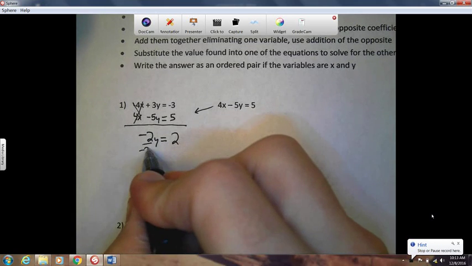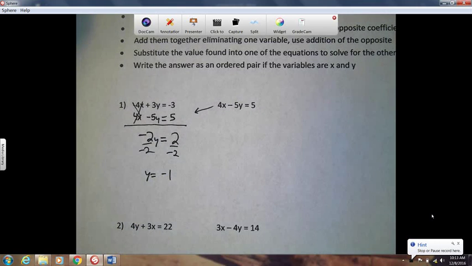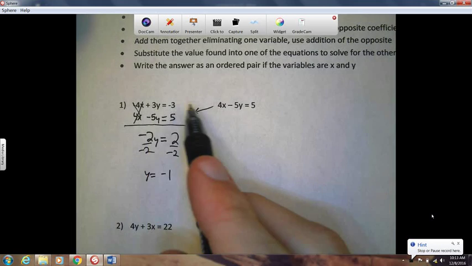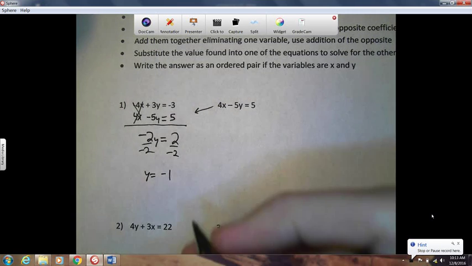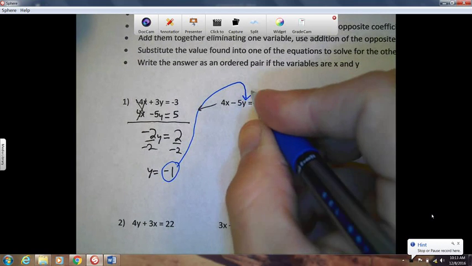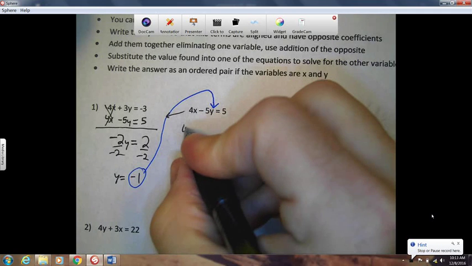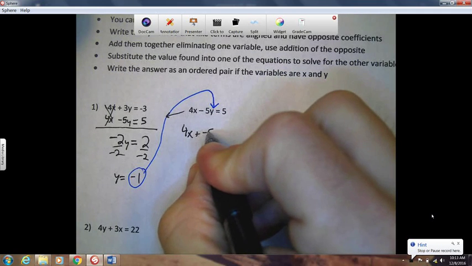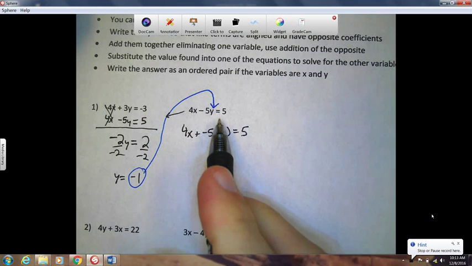So now I can solve for y. Once you do that, you can put y into either of the original equations. It doesn't matter. I'm just going to use this one since it's right here to solve for x. So I have 4x plus negative 5, negative 1 equals 5. So I put negative 1 in here for y.